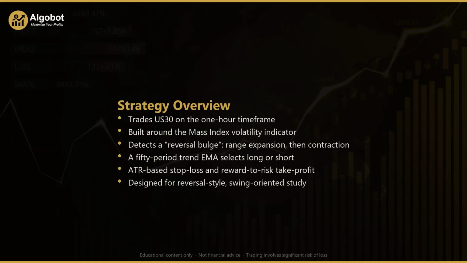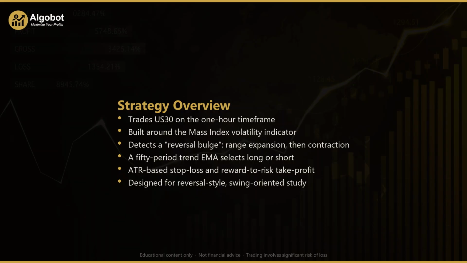Let's start with the big picture. This expert advisor is designed to run on the US 30 index, sampled on the 1-hour time frame. That gives it a slower, more deliberate rhythm than a fast scalping approach, with each completed candle representing a full hour of market activity. The engine behind the strategy is the Mass Index, a volatility indicator developed to spot moments when a market's trading range widens and then narrows again. The idea is that when the distance between the highs and the lows of recent candles swells up and then settles back down, the market may be preparing to reverse its recent direction.